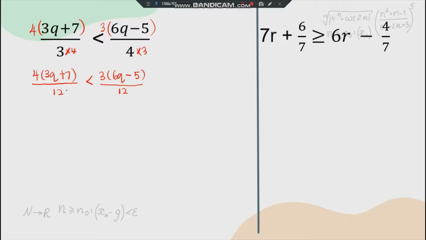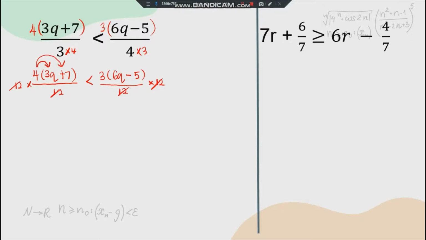Now our denominators are the same number, which is 12. So we can just cross them out. What it means by crossing them out is we multiply both hand sides with 12. Here we multiply with 12 and same goes to this one, multiply with 12. So that's why we can cross them out.